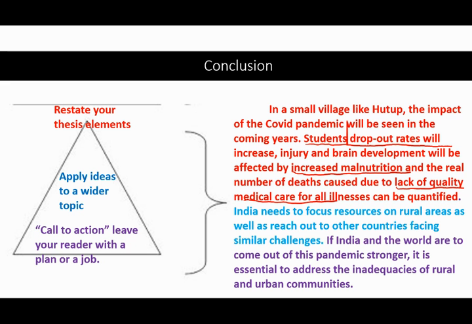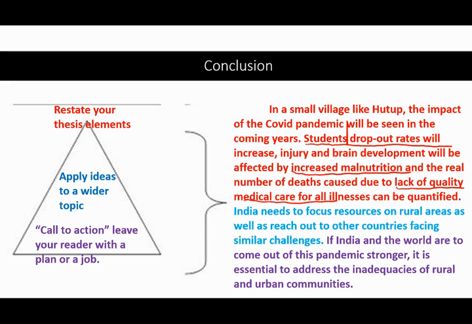Okay. So then again, we're going out instead of in. So we need to apply these ideas to a broader concept. So we've got small village, Hutup, very narrow. Now we're going to go back to India. Okay. India needs to focus its resources on rural areas, as well as reach out to other countries facing similar challenges. Okay. So now I've restated these challenges. What does India need to do? Okay, so I've broadened it out from the village to this is now a nationwide issue.